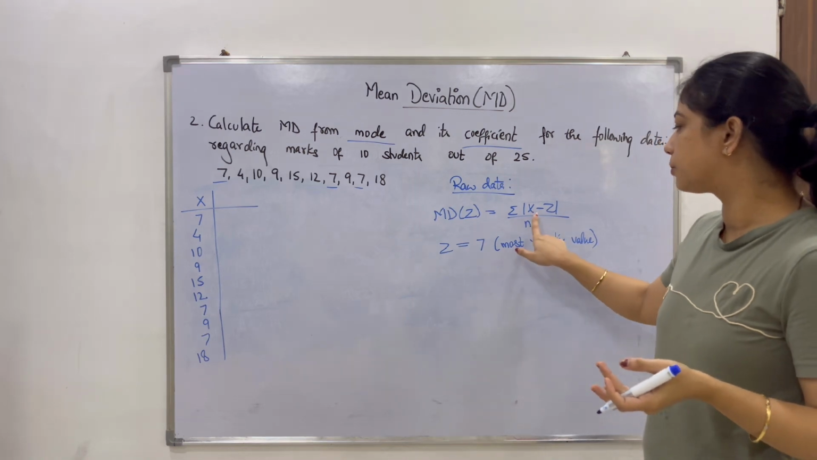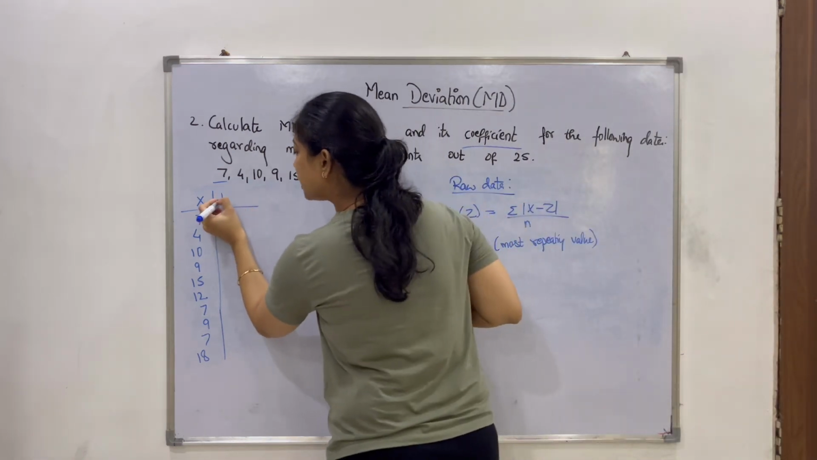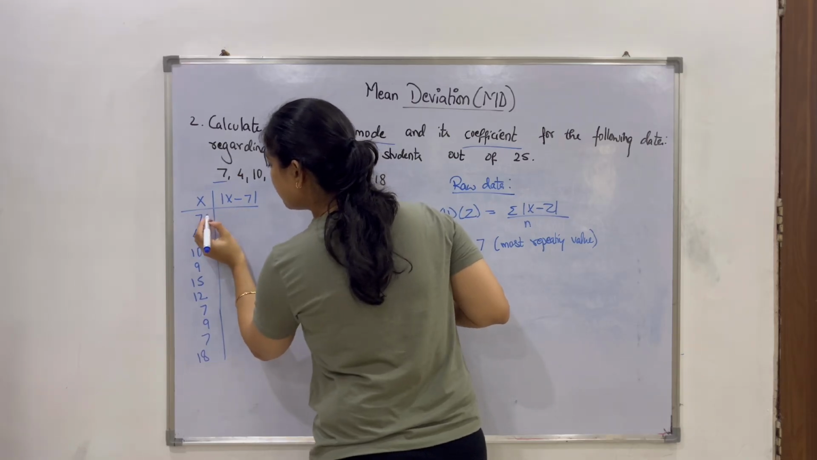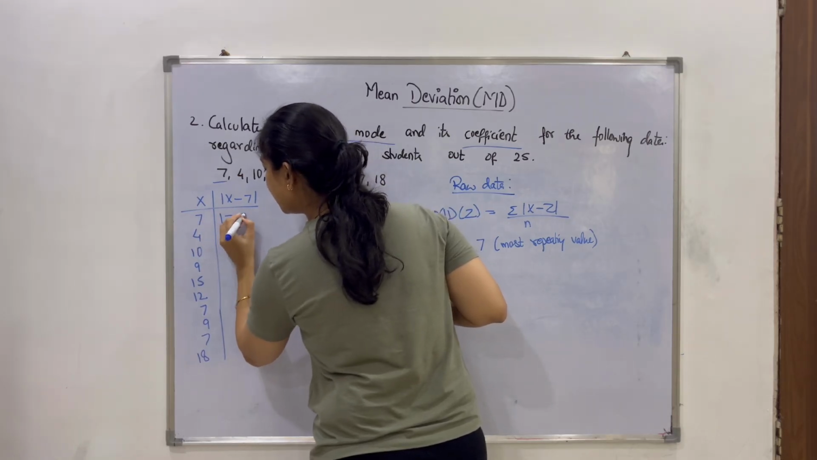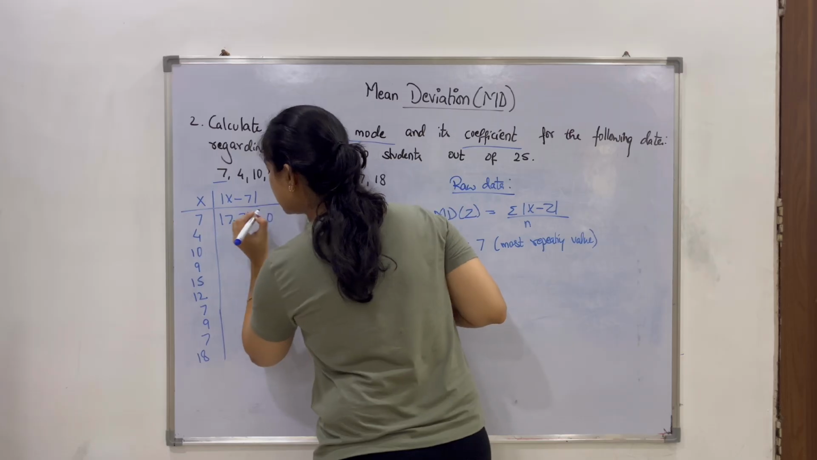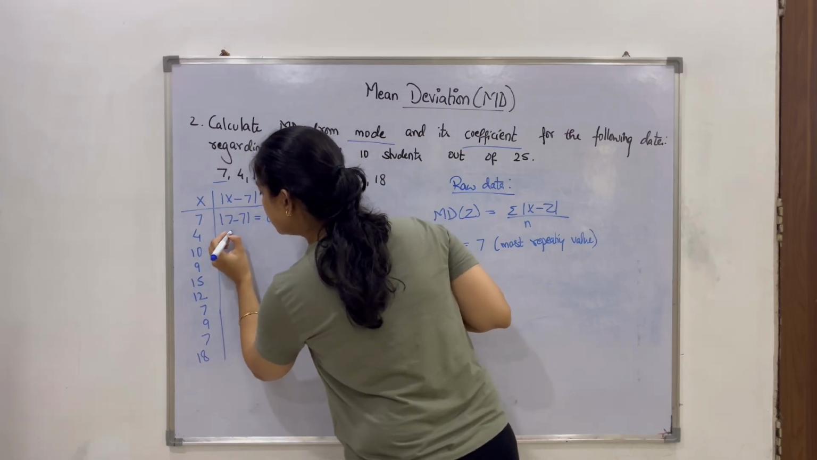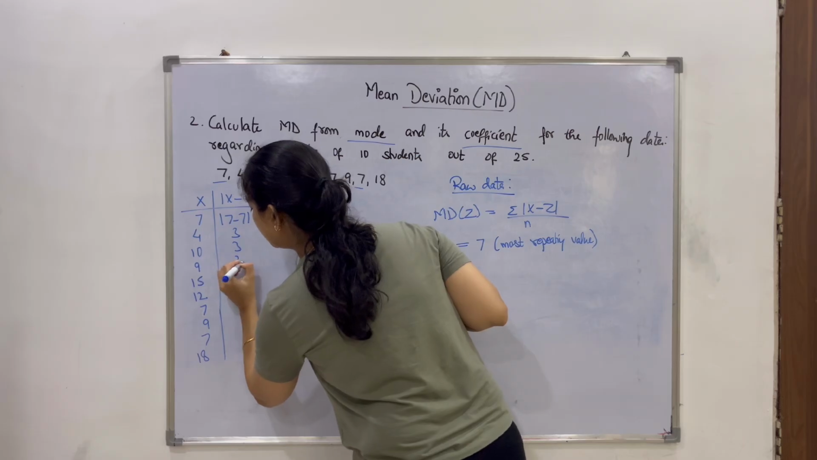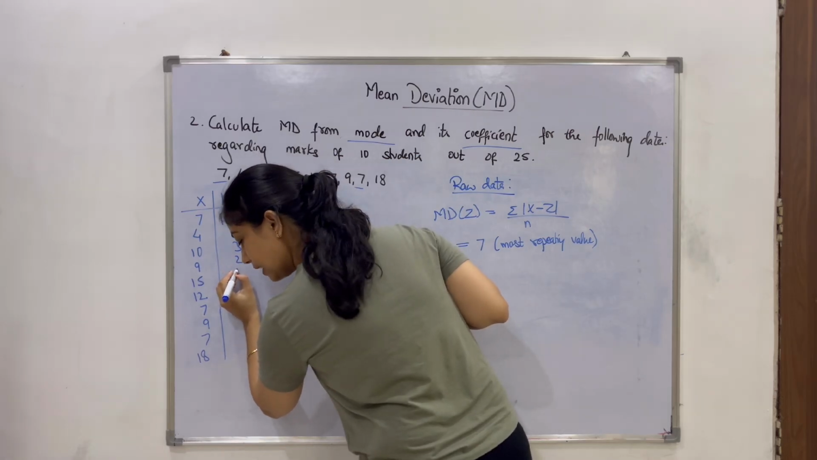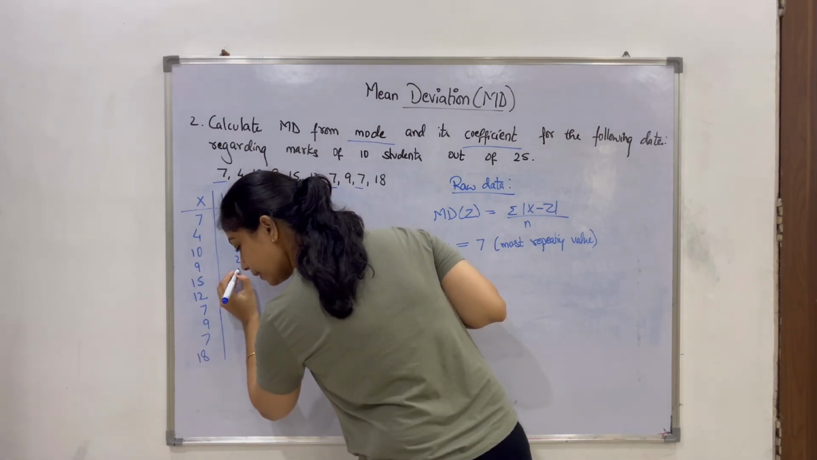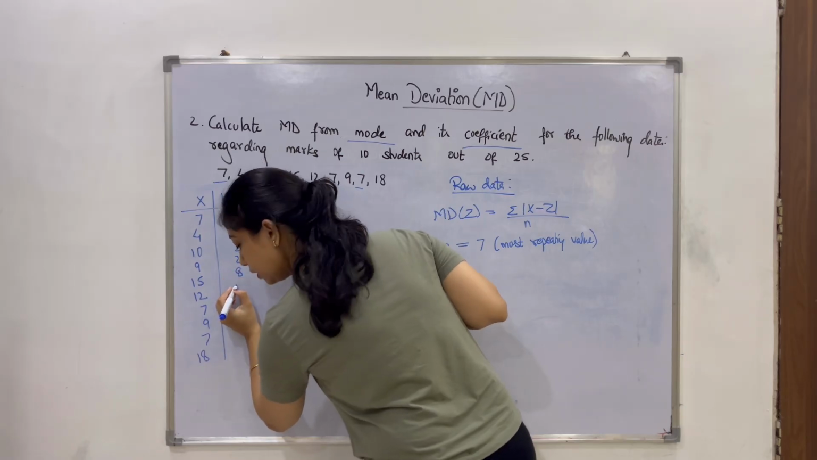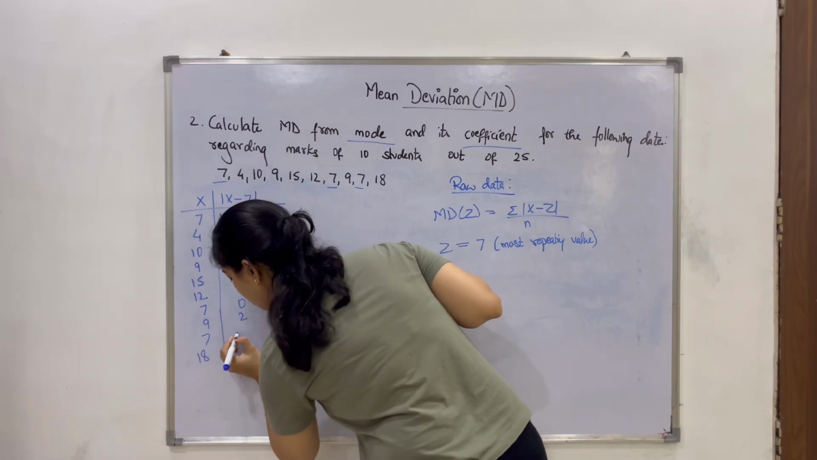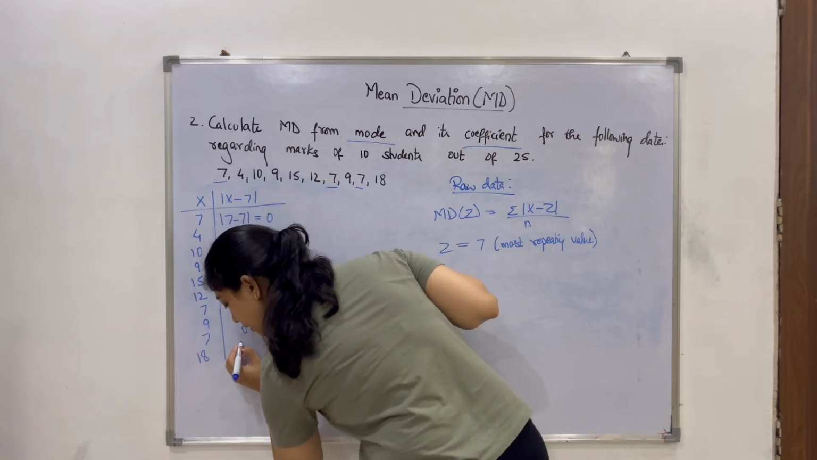Now we just need to substitute that in the formula. So that is x minus 7. So the first value will be 7 minus 7, which is again 0. 4 minus 7, which is 3. 10 minus 7, 3. 9 minus 7, 2. 15 minus 7, 8. 5, 0, 2, 0, 11.